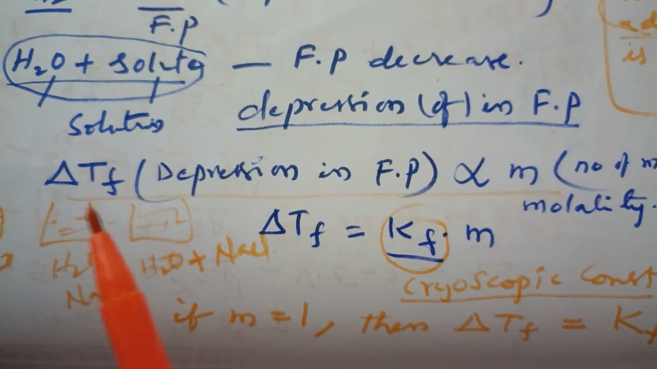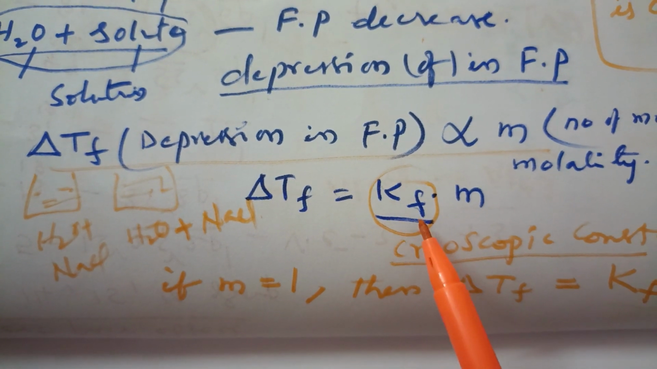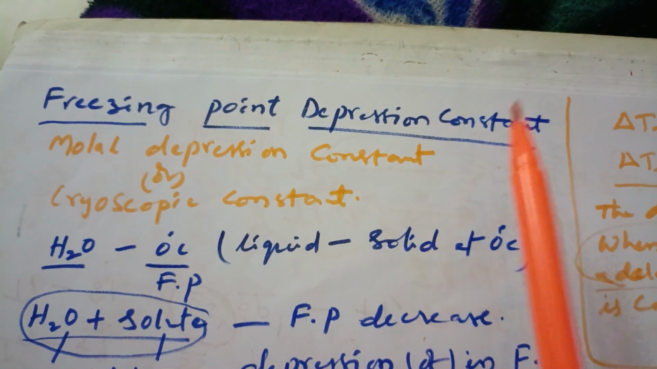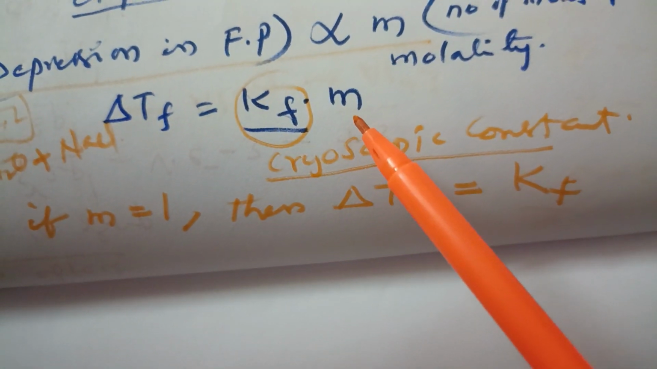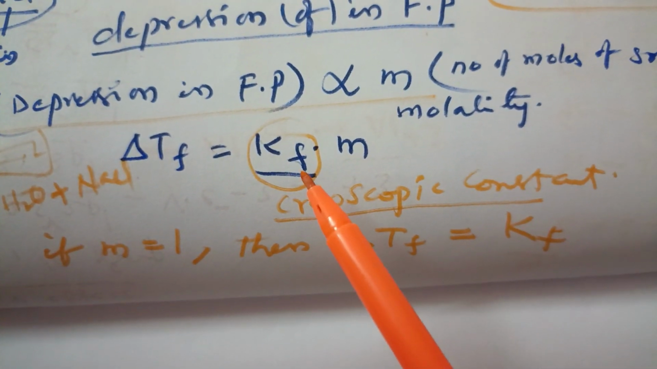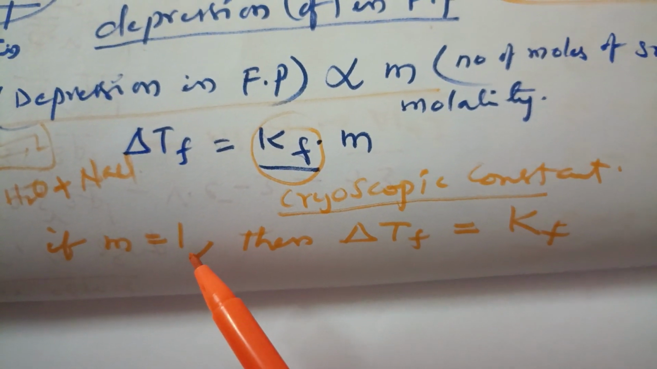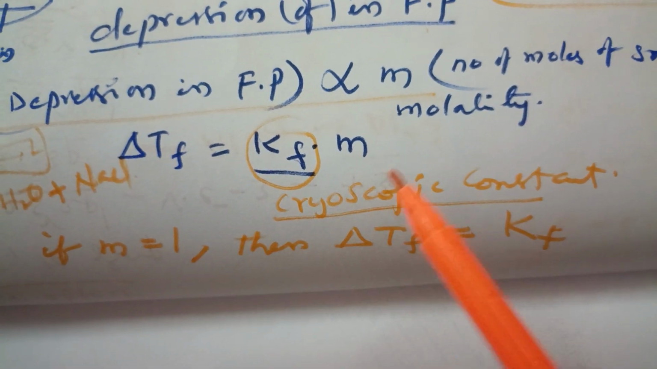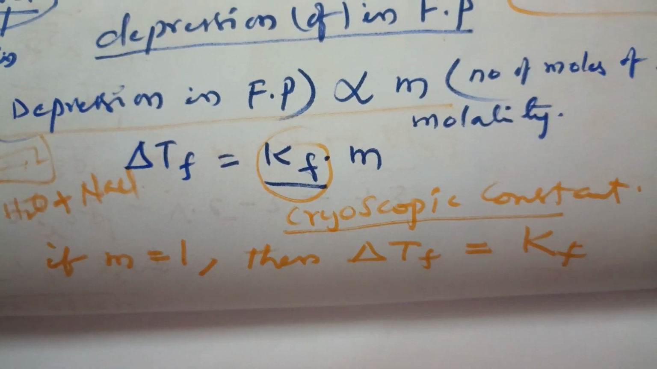If you remove this proportionality, then we get the proportionality constant Kf. Simply, this Kf is called freezing point depression constant or molal depression constant, cryoscopic constant. How can you define this? If you take m equal to 1, then we can define this Kf, the cryoscopic constant. m equal to 1 means 1 molal solution, and 1 molal solution means 1 mole of solute present in 1 kg of solvent. Then the depression in freezing point is called the cryoscopic constant.